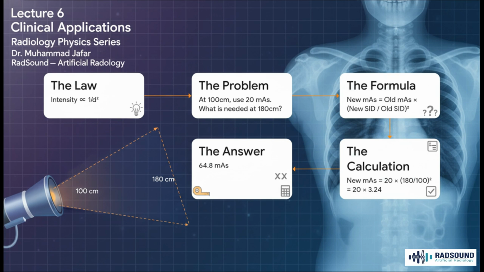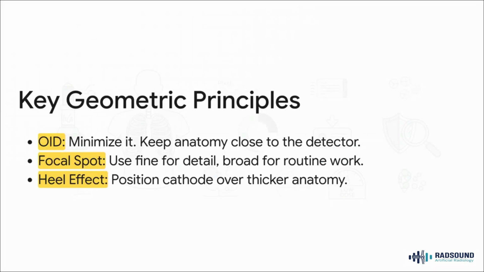This slide shows a perfect real-world example. To go from a standard 100 centimeter distance to a 180 centimeter distance for a chest X-ray, you have to more than triple your MAS just to get the same exposure. And it's not just about distance. These three principles are absolutely key to getting a sharp image.